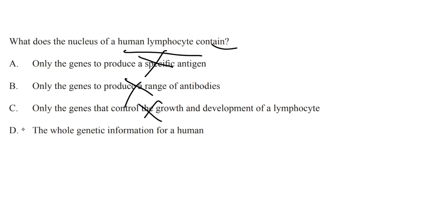I believe it is D, because every single cell in the body, or every single nucleus of the somatic cells, has the entirety of the genome, but not all these genes are activated. Some are repressed and some are enhanced in terms of differentiation, but the underlying genetic information is present, so the whole genetic information should be present. So D is the correct answer.